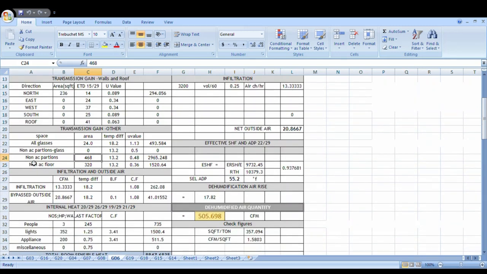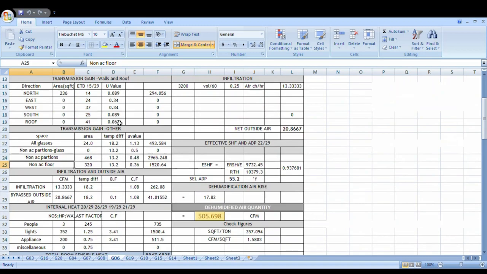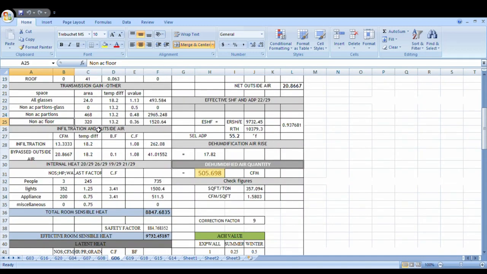Here the non-AC partition area is 468 square feet, and for the non-AC floor I will get the same 320, because our location is on the ground floor with non-AC below that. So for that reason I will take the non-AC floor as 320.